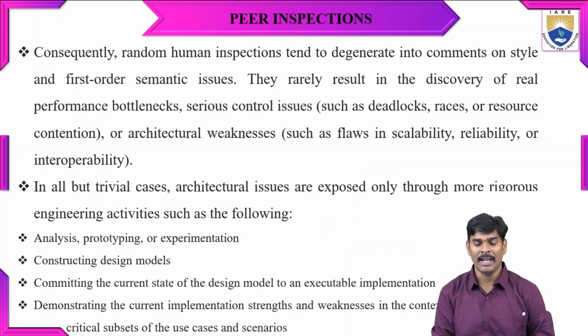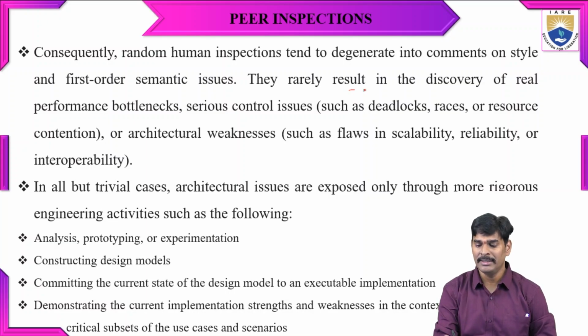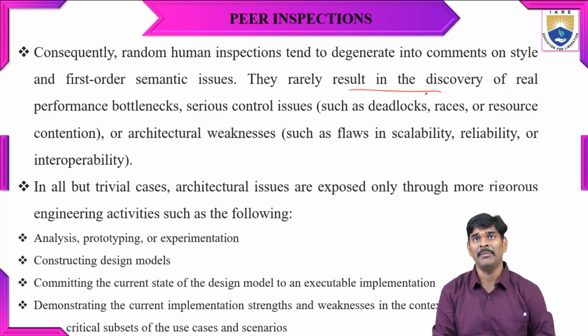And also we have random human inspections. This will be degenerated into comments. So these comments can be done and have first order semantic issues, and this results in the discovery of real performance issues. It means whenever we have random human inspections, there can be more bottleneck problems, and also serious control issues such as deadlocks, because when the resources are not sufficient and they are trying to share the resources from one person to another, deadlocks may occur, and races and resource contentions will be there.